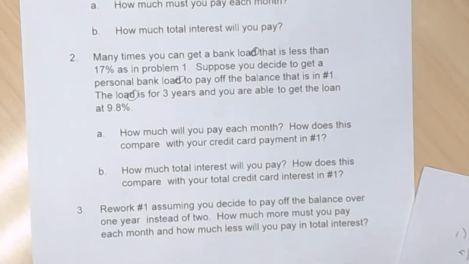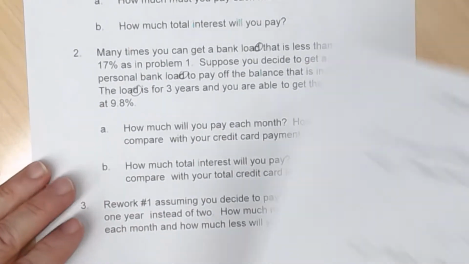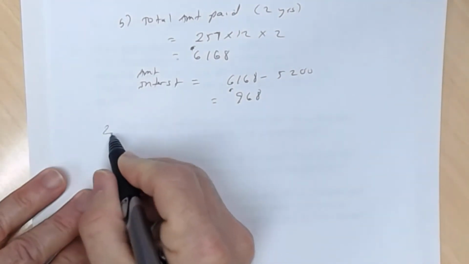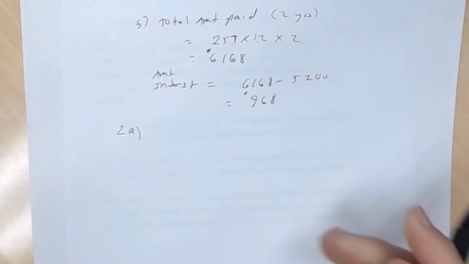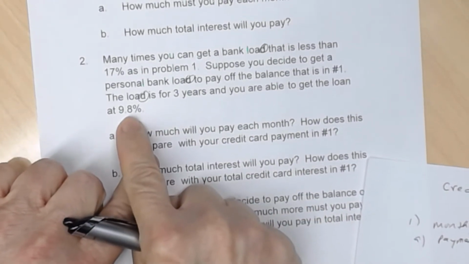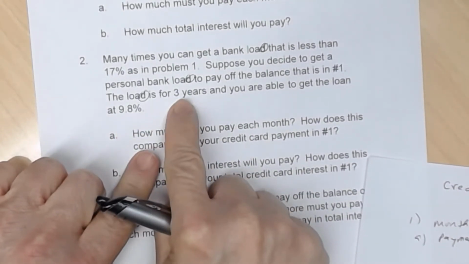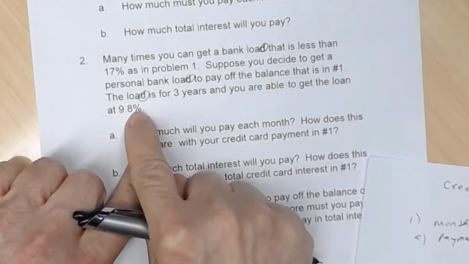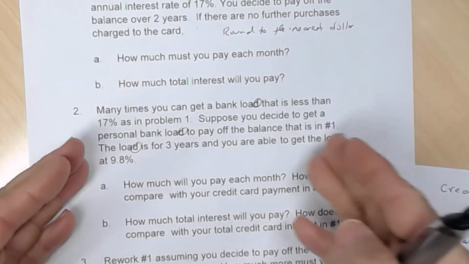Okay? All right, so let's look at that. So number two, 2A. All right, so it's a different interest rate. It's for a different number of years, except the interest rate is lower. All right, but I would have to pay it over 3 years.